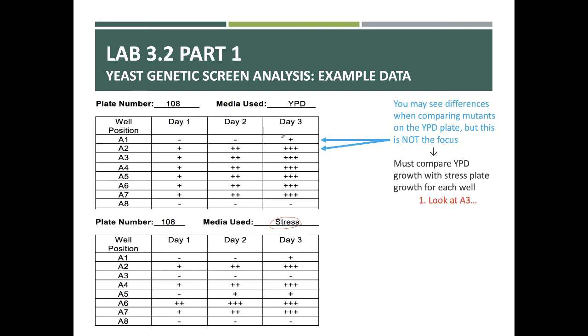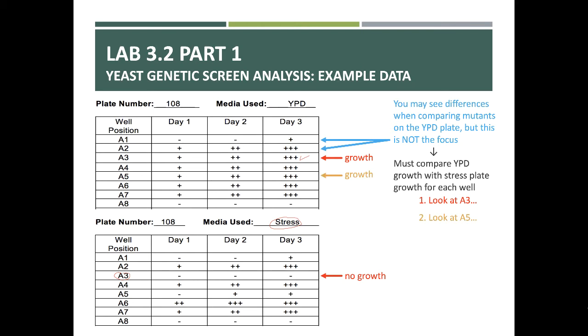So if you look at A3 here, you see it grew on YPD. That's the first criteria. If it doesn't grow on YPD, then we can't trust any of the other data. That positive control has to work. And then we look at A3 on the stress plate and we see no growth. That would be interesting. And we would want to identify what gene A3 represents.